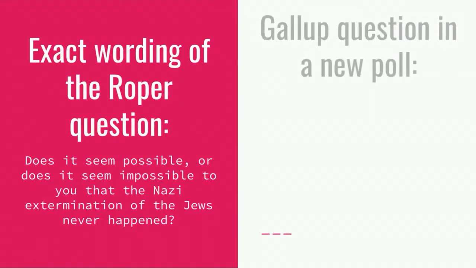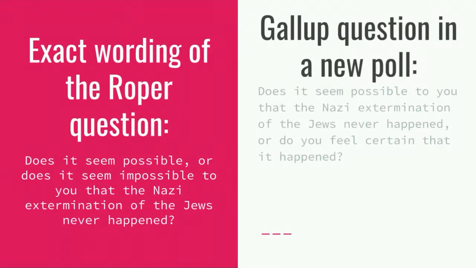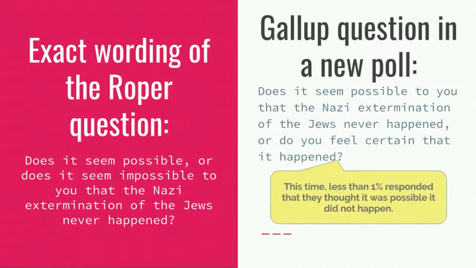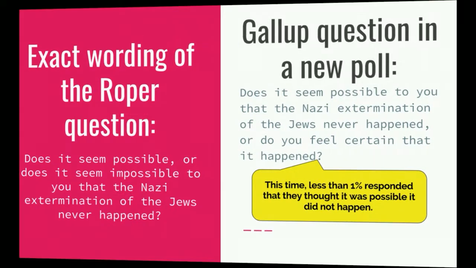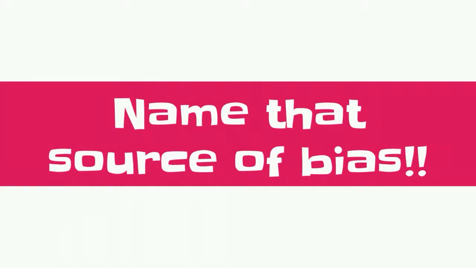So they decided to redo the survey, and the new question clarified what they were asking. Does it seem possible that it never happened, or do you feel certain that it happened? And in that situation, less than 1% thought it was possible that it didn't happen. So a much more reasonable percentage of people in this survey. So there's a couple of examples of response bias.